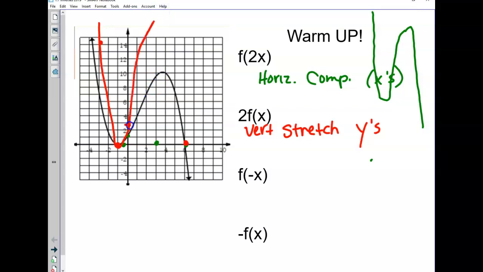So on our graph paper, it would just go off the top because it's twice as tall. Okay? Any questions? That one would be kind of hard to tell. All right, I'm going to go ahead and just erase that one. What about the next one?